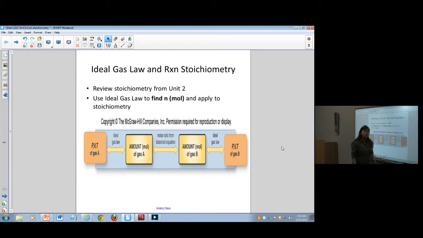Right, so we're back to stoichiometry. I know, everyone's favorite. We haven't done this in a little while, so I want to remind you of what we did way back in Unit 2. We did two operations back there.